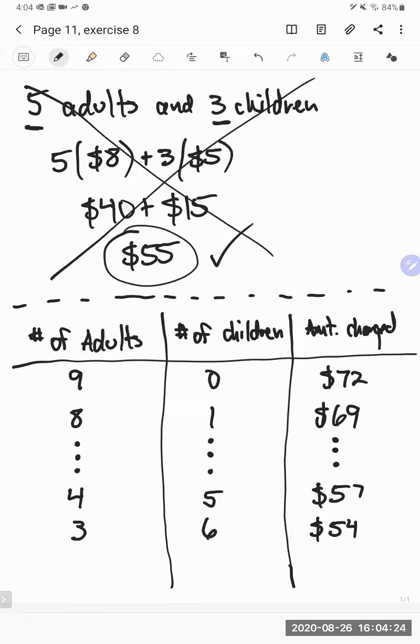Here's another way to see that. You could set up a system of equations. You could say, let A be the number of adults, right? Let C be the number of children.